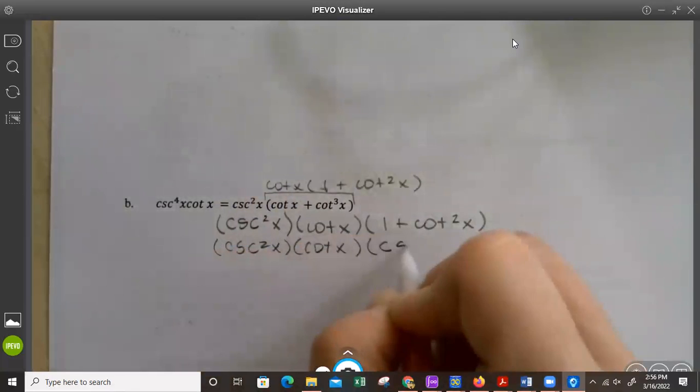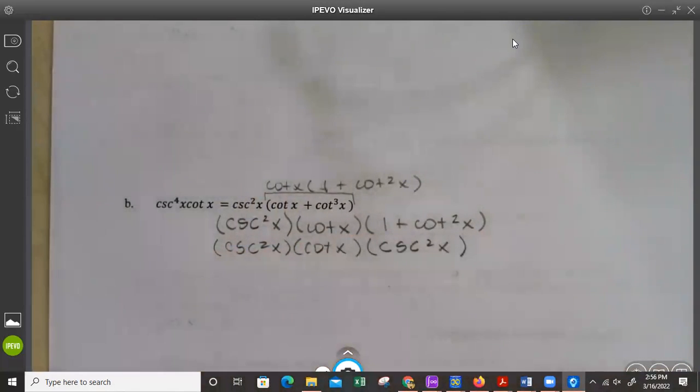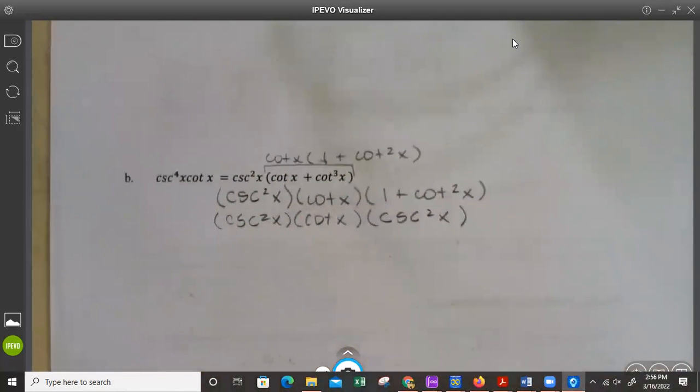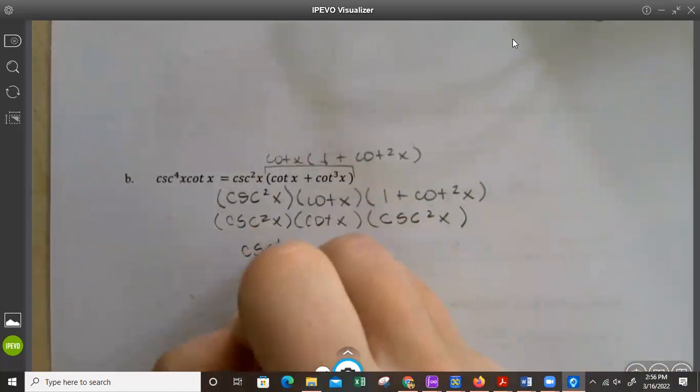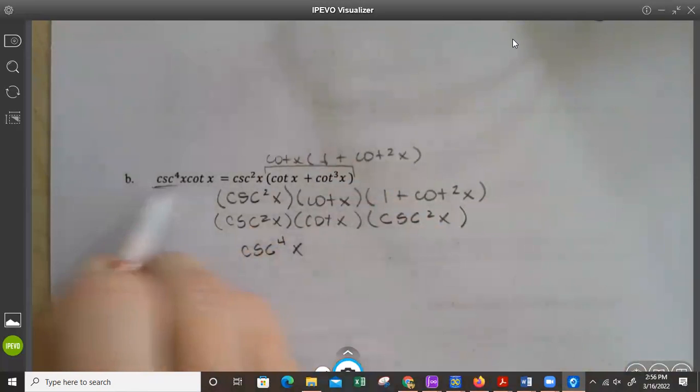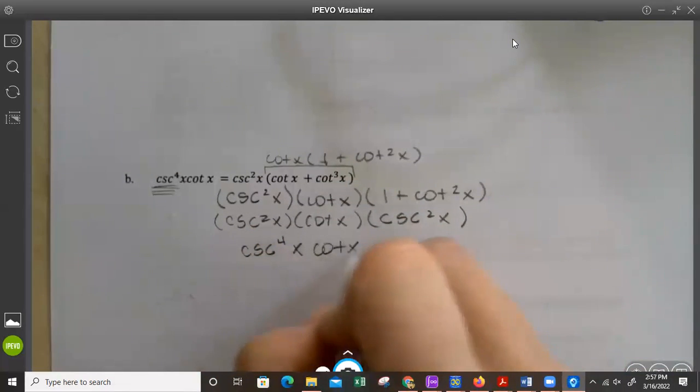This one changes to cosecant squared x. Now what can I do? Cosecant squared times cosecant squared is x squared times x squared, which is x to the fourth. There's your cosecant x to the fourth. And what comes next? Cotan x. That's it.